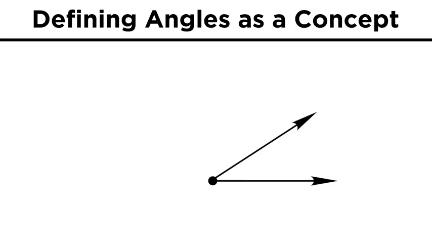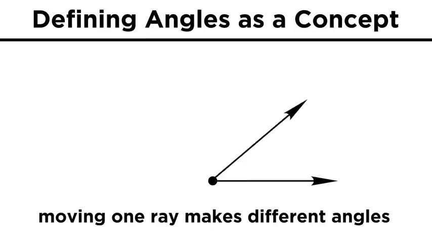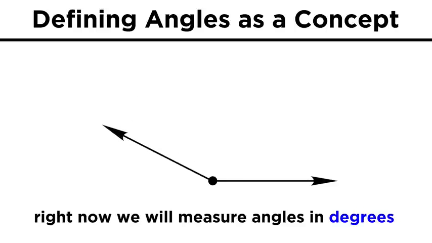To begin examining angles, we can just look at two rays that start at the same point, which we can call the vertex, and the distance between the rays, denoted by this curved line segment, is an angle. Moving these rays closer together and further apart, while their endpoints are anchored together, will generate different angles. While there are a few ways to measure angles, we will first learn how to use degrees.